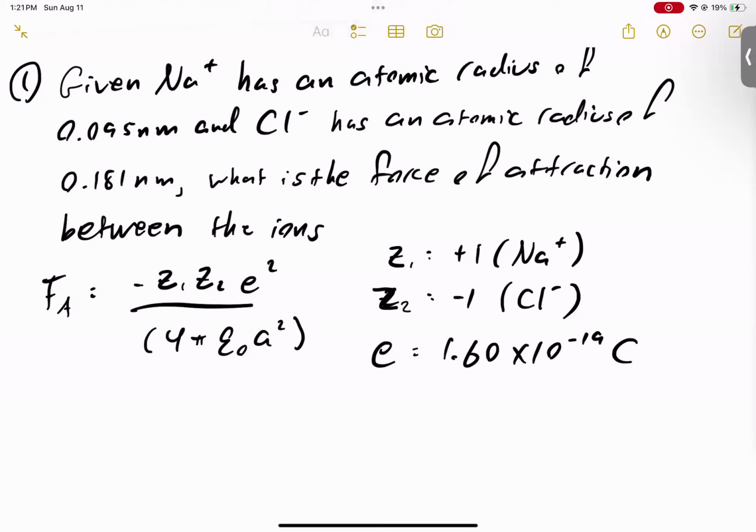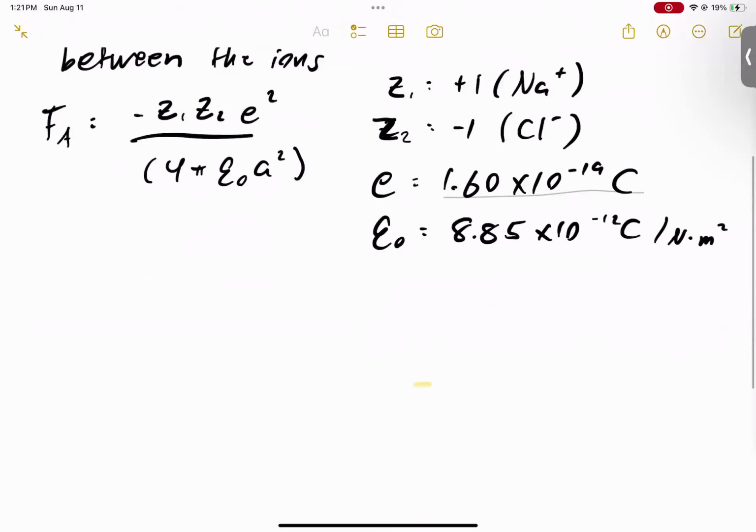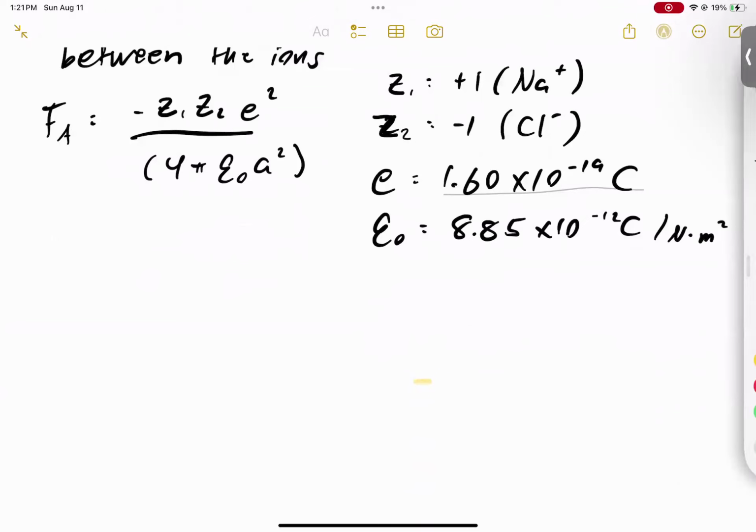It's all right. So the electron charge is 1.60 times 10 to the -19 coulombs, and epsilon is 8.85 times 10 to the -12 coulombs squared per newton meter squared. This is the equation we're going to be working with. There's one more variable I do need to define. Let me erase this.